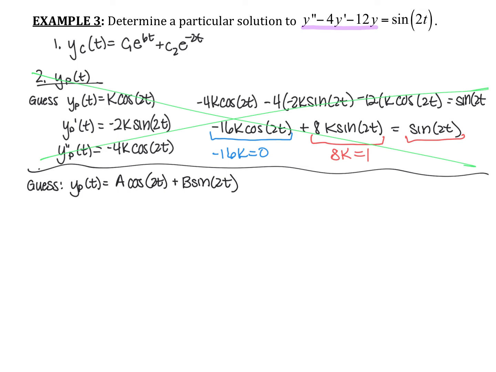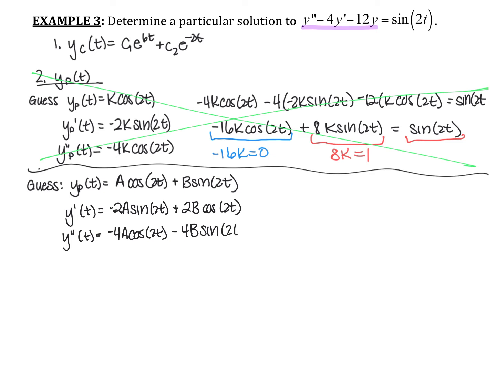Y prime would be negative 2a sine 2t plus 2b cosine 2t. And then y double prime would be negative 4a cosine 2t, plus, that'd be minus 4b sine 2t. Okay, messy, correct? So watch.